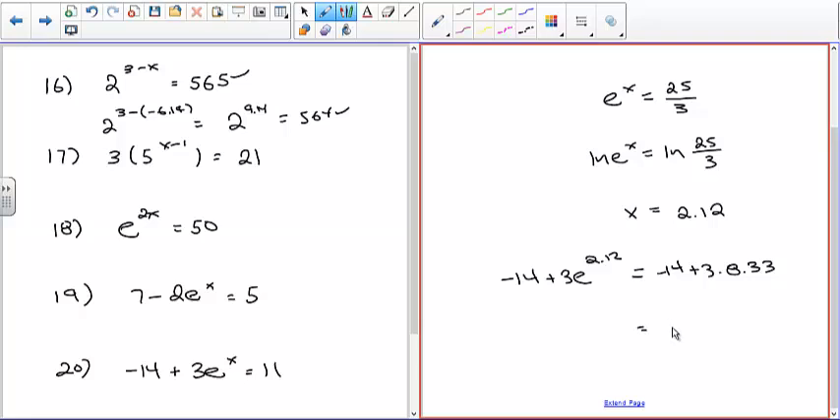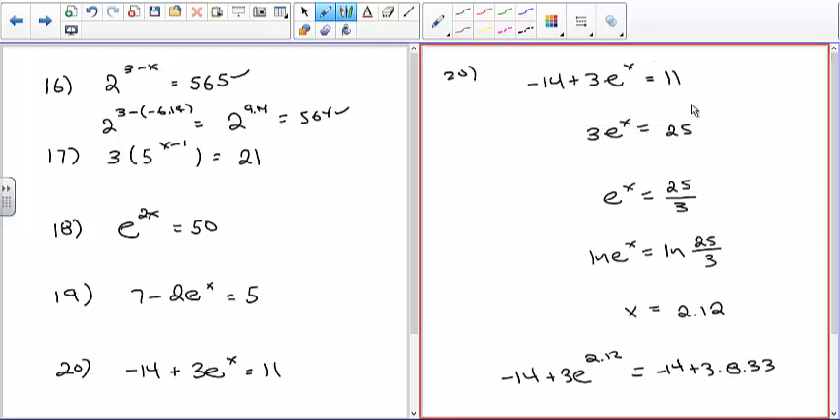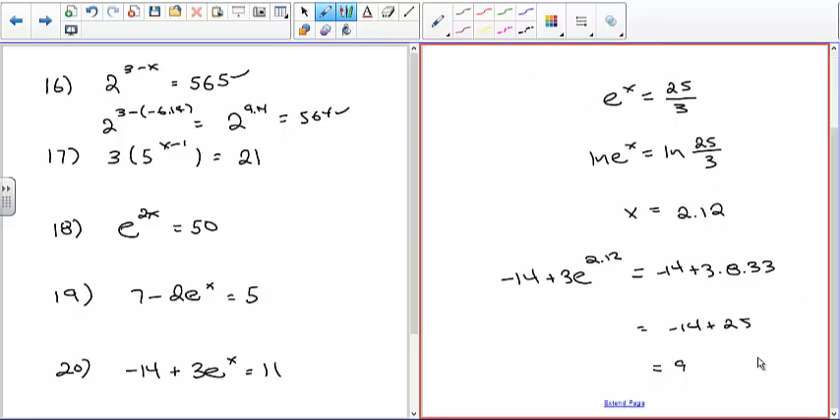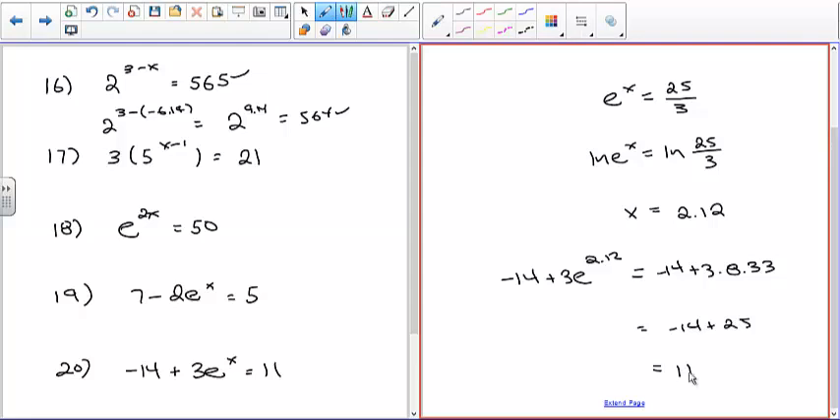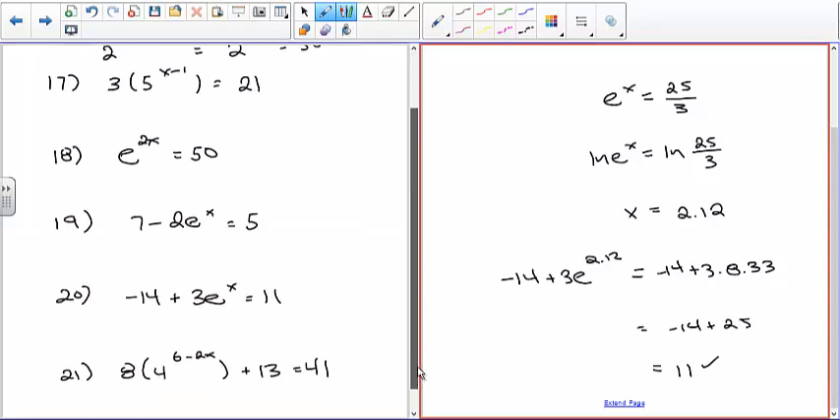So you get negative 14 plus, well, 3 times 8.33 is 25. 25 minus 14 is 9, and that's what we expected. Actually, it's 11. Yep, it's 11, not 9. I mean, 25 minus 14 is 11. So that says that works. And do we have any more? One more.